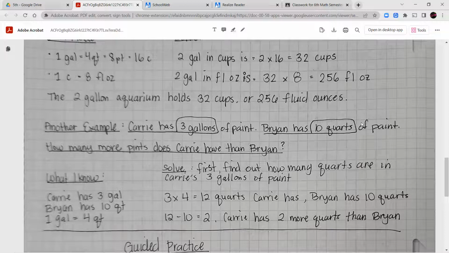So I know there's 4 quarts in 1 gallon. So I'm going to take her 3 gallons times 4 to figure out how many quarts she has. And 3 times 4 gave me 12. So she has 12 quarts and Brian has 10 quarts. And 12 take away 10 is going to give me 2. So Carrie has 2 more quarts than Brian.